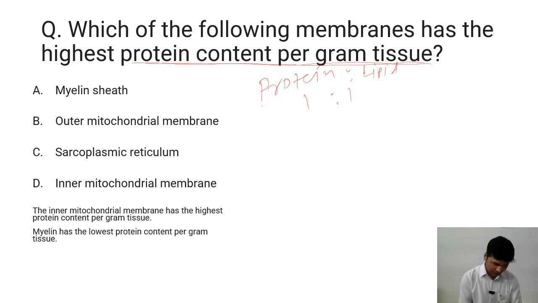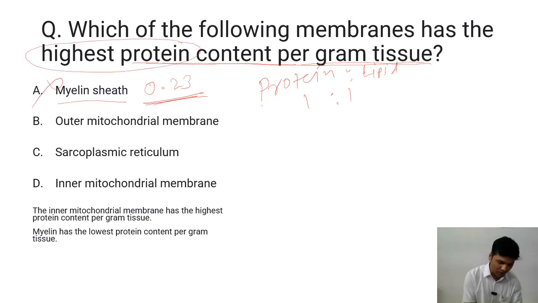But in the case of myelin, as we know, the lipid will be more. In the myelin sheath, it will be 0.23 gram of protein to 1 gram of lipid. So lipid will be more in the case of myelin sheath, and here we are asking for the highest protein content, so this is not going to be the answer. The outer mitochondrial membrane is also not the answer.